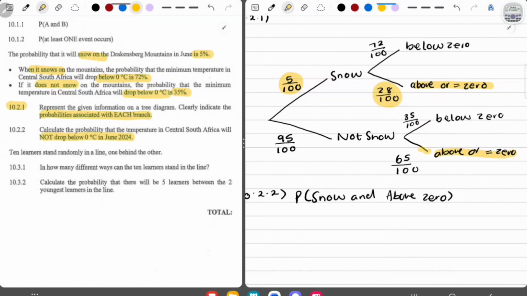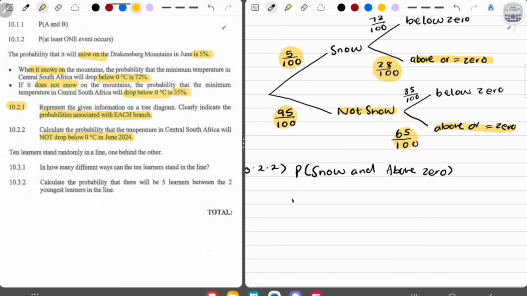No, we're also going to take this, because here it's also above 0 degrees as well. But the branch that was attached to this, the thing that happened before it, was that it did not snow. So we need to take the probability that it's not going to snow as well. So we're taking the probability that it's going to not snow, and the temperature is also going to be above 0. That's what we're taking.